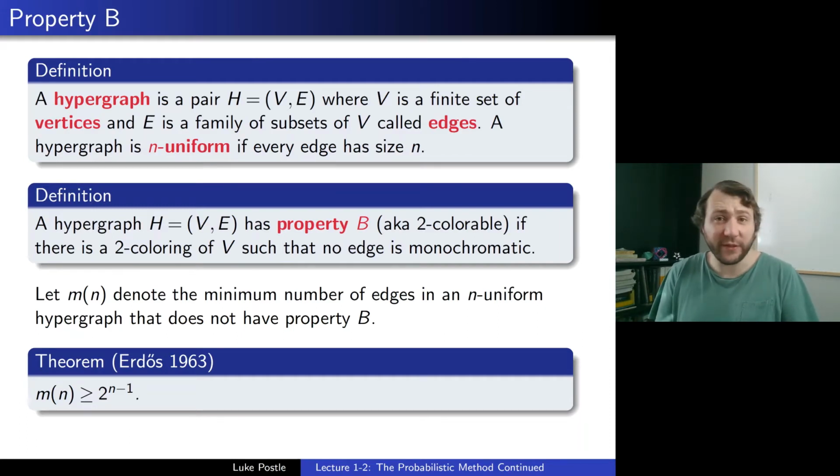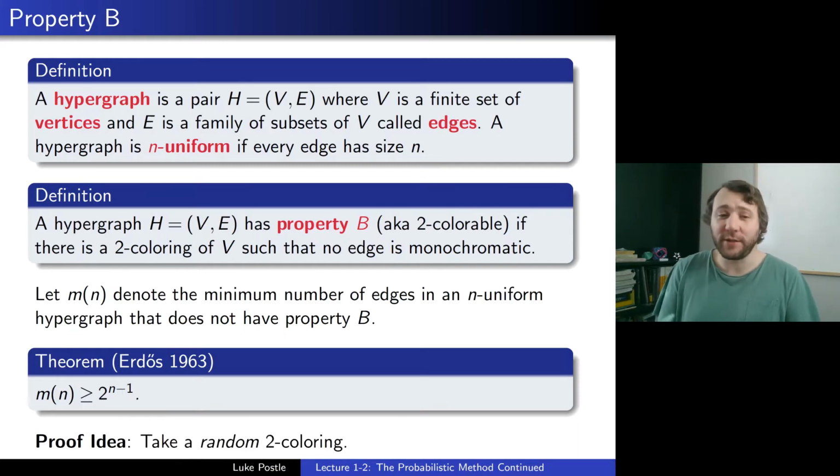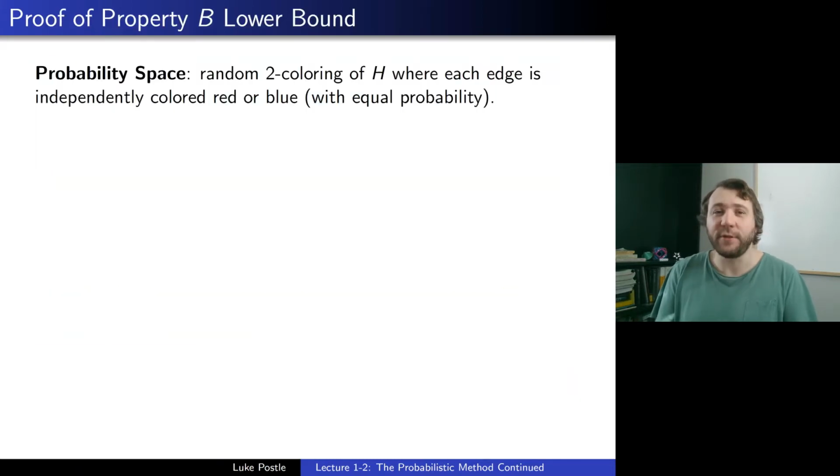So let's prove this, actually. This is a nice small example using the probabilistic method. The proof idea is what? So maybe again, pause and think for a moment, what would you do now that you've seen some examples of the probabilistic method? So the idea is to take a random 2-coloring, right? So here we need to show that we can color any such hypergraph with few edges. So let's do this by taking a random 2-coloring.